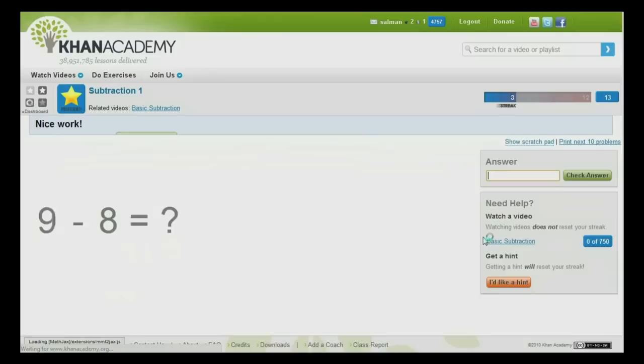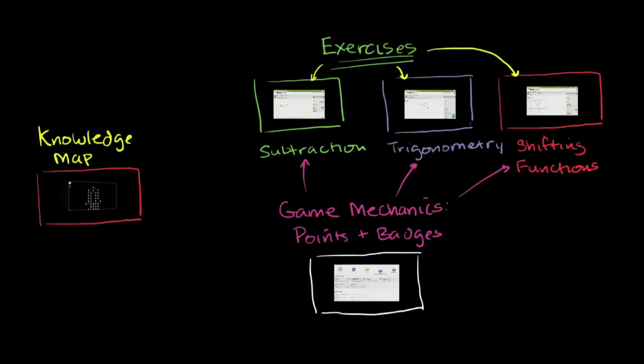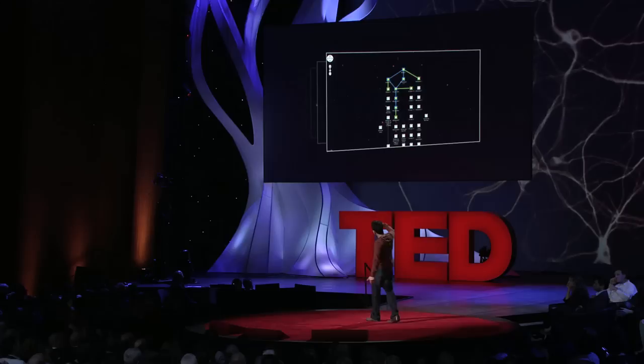This is just another one of the modules. This is trigonometry. This is shifting and reflecting functions. And they all fit together. We have about 90 of these right now. And you could go to the site right now. It's all free, not trying to sell anything. But the general idea is that they all fit into this knowledge map.